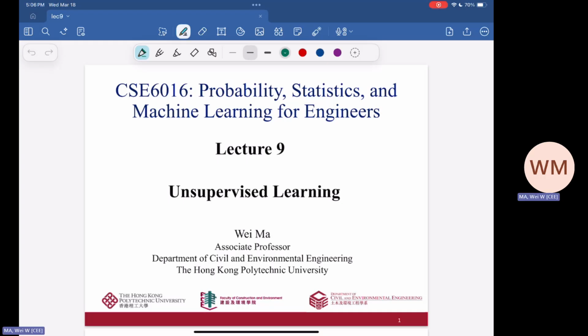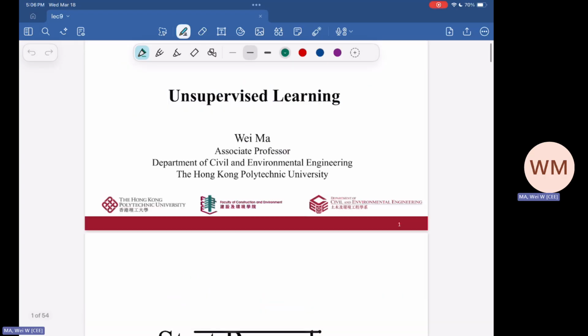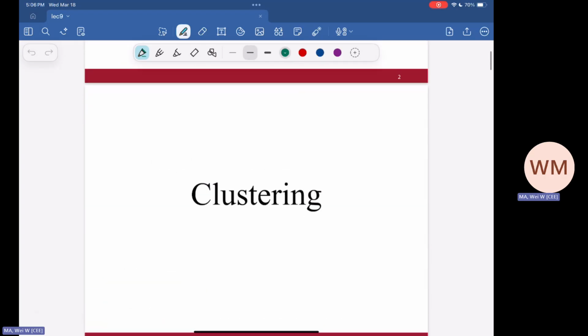Then today we move to lecture 9. The title is unsupervised learning, but actually we're also giving you some other concepts. Let's start from one of the unsupervised learning approaches. When we talk about unsupervised learning, I think we mentioned two: one is called clustering, and another one is dimension reduction. I'll talk more about clustering, but dimension reduction maybe I'll leave to you for learning.